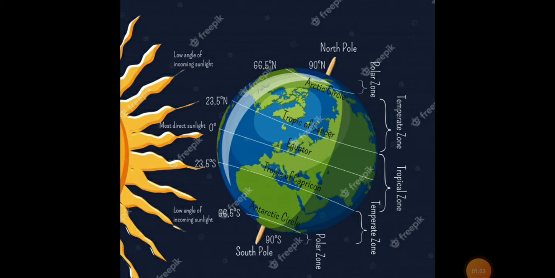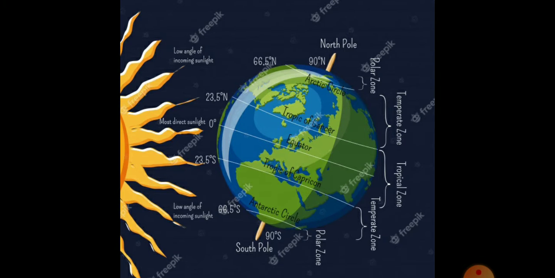As I told you, climate is a long-term pattern of weather in a particular area. Weather changes from hour to hour, day to day. There are types of climate, that is tropical, dry, temperate, continental, polar.